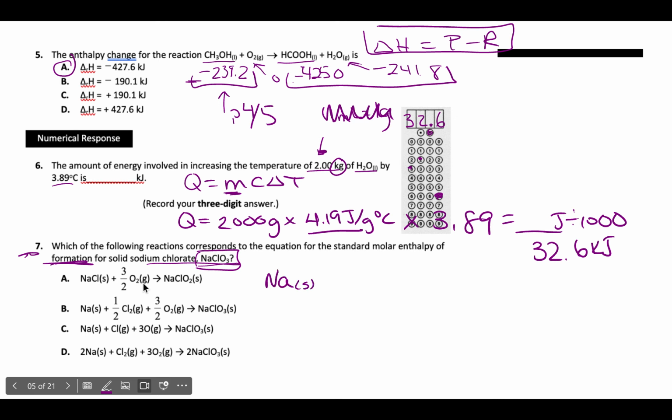So you'd have sodium solid plus chlorine gas, which is diatomic, so Cl2, plus oxygen gas, which is also diatomic, so O2, to give you NaClO3. Now, when you're looking at enthalpies of formation, it's usually for just 1 mole. So with balancing, we'll end up having a couple fractions in here so that it's all balanced. Oh, this should have been 3/2.